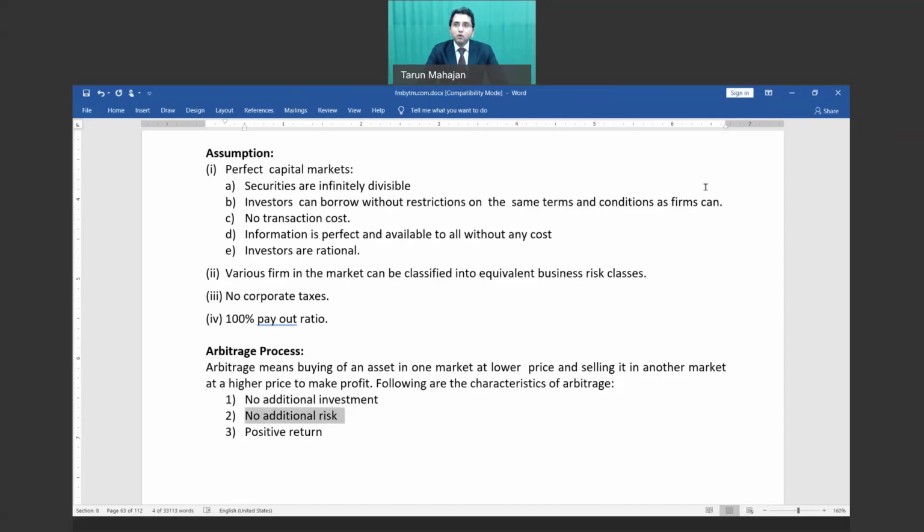If you buy gold today and hold it for 1 year, then there is a risk that after 1 year, the price of the gold can even fall. It can either rise or it can fall. Then there is positive return. So you need not make any investment. You don't bear any risk and still you make a positive return.